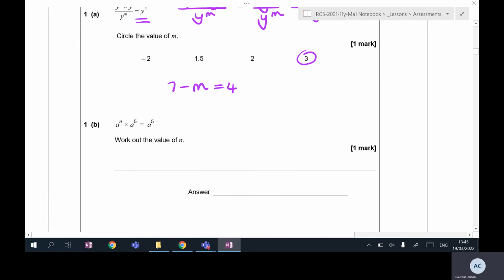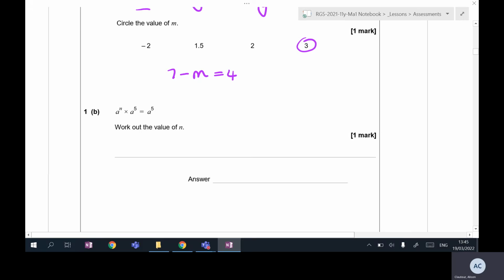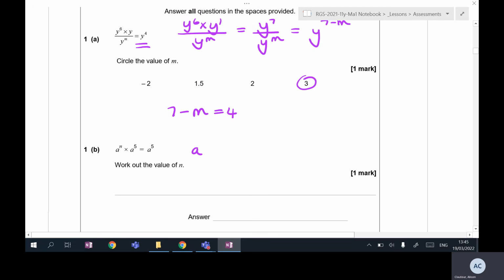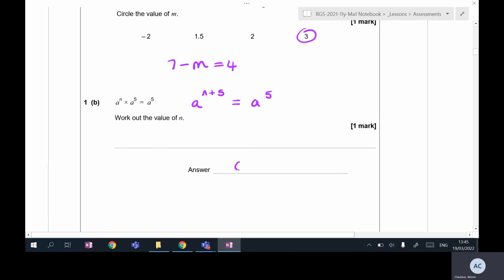If we look at part B, it's quite similar in nature. So we're adding powers together. So I know that I'm going to do a to the n plus 5. And that has got to equal a to the 5. So therefore n has got to be 0.